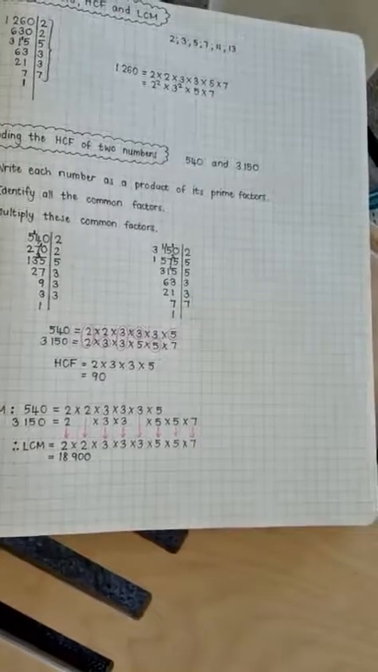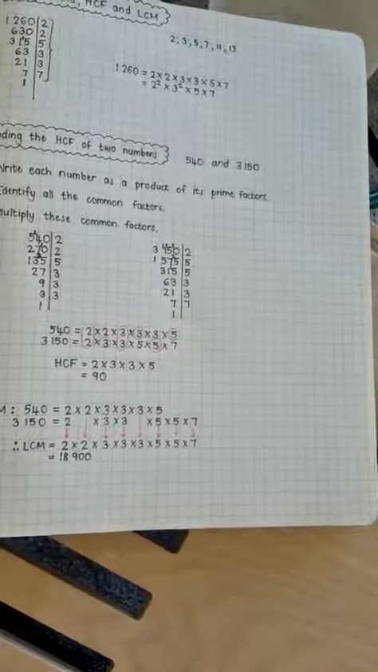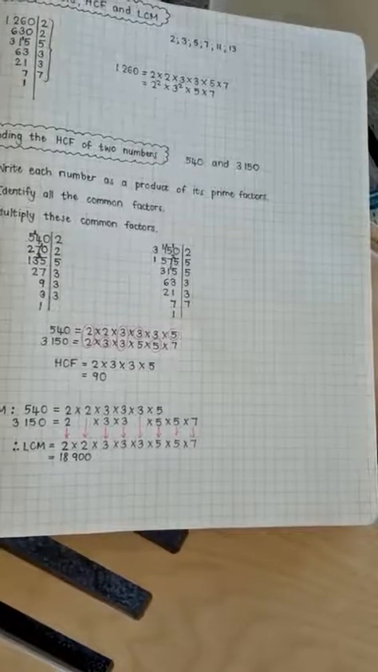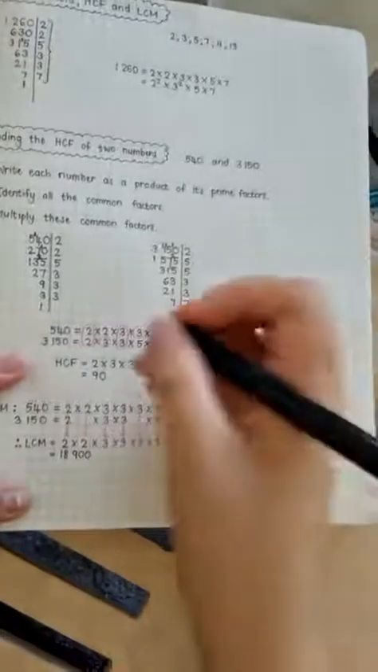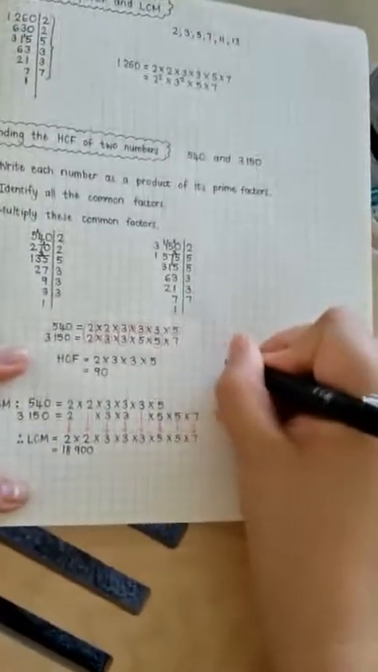Okay, so I will do that example. I see that someone asked me to do one with 3 numbers. I'll do that one just now. I just want to write down the steps. So I'm just going to say here, finding the LCM.